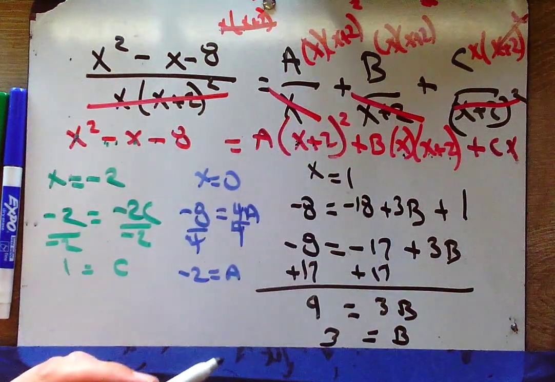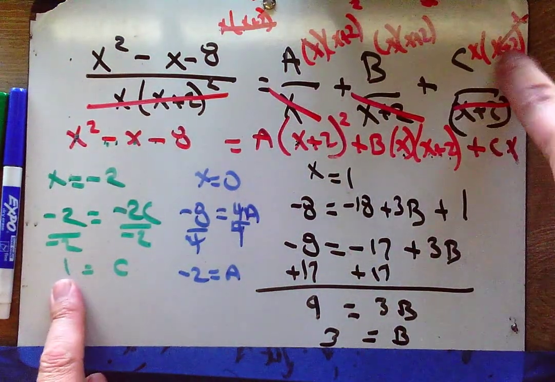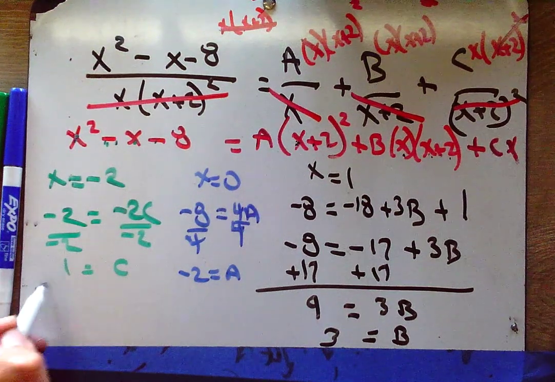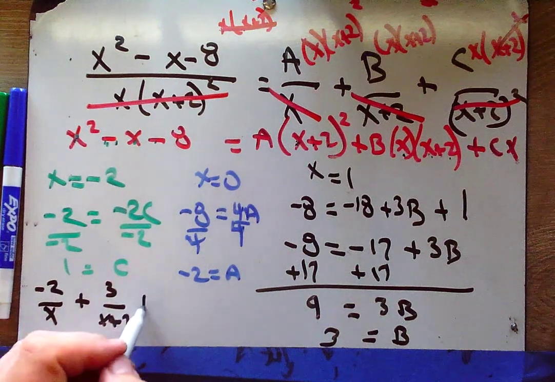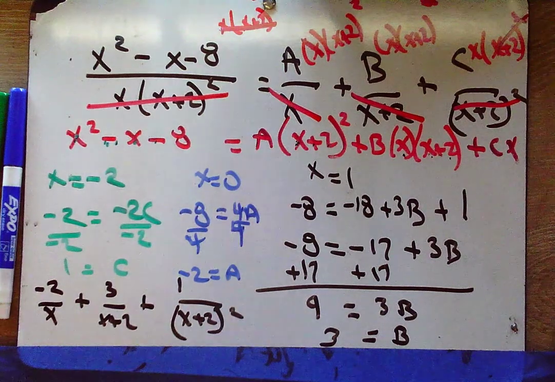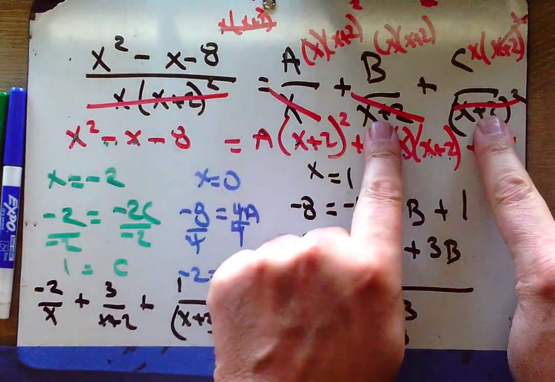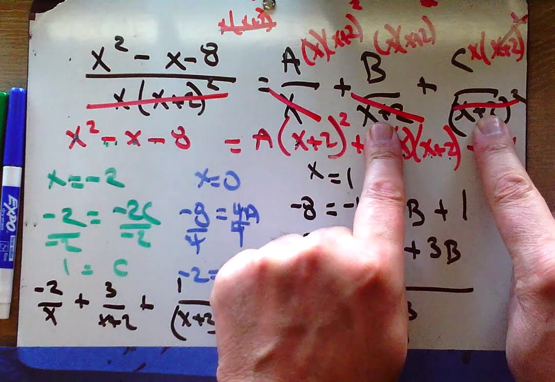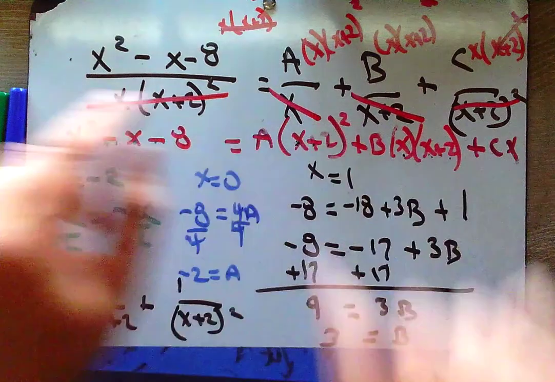I can go back to my original problem, plug a negative 2 in there, a 3 in there, and a 1 in there. So I'm going to have negative 2 over x plus 3 over x plus 2 plus 1 over x plus 2 squared. Partial fraction decomposition, there you go. So this was a combination of our repeated linear factor, case 2, and having some non-repeated thing. Okay? All right, so case 3.